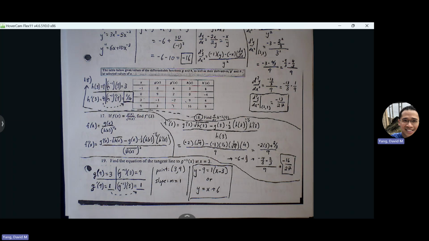18 and 19 are just using that table, that chart, to work your way around and find the derivative of the inverse at a point. But 19 goes a little bit further. After you find that slope, you're going to have to go one step further and put it into some sort of equation of a line, either a tangent line, slope intercept, or point slope form.